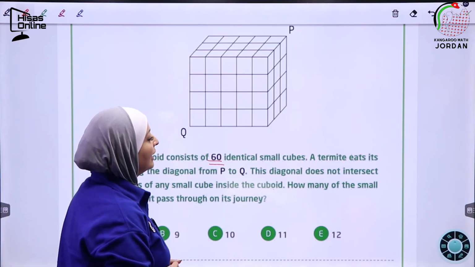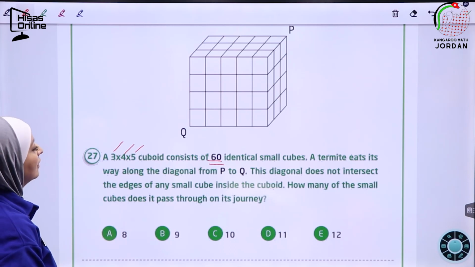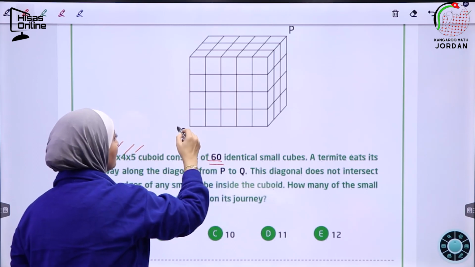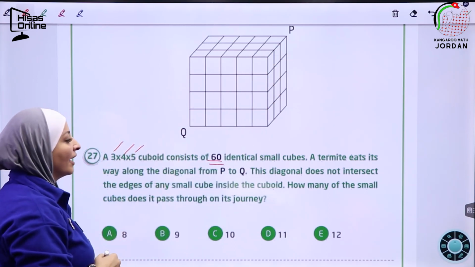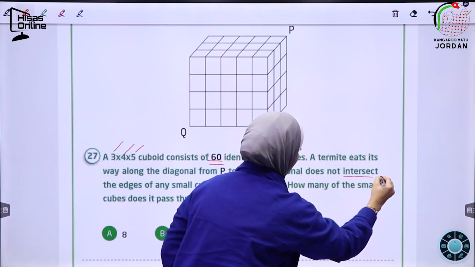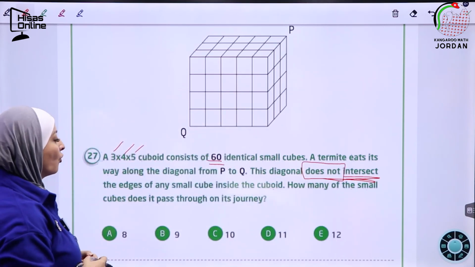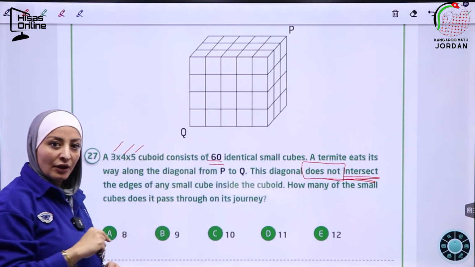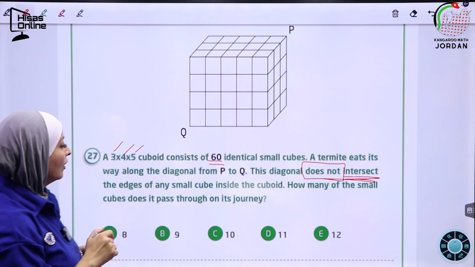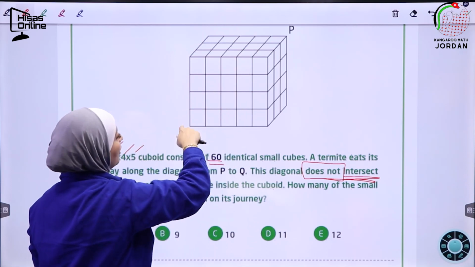A termite, which is a kind of worm, eats its way along the diagonal from P to Q. So it starts from Q to reach P or vice versa, no matter. This diagonal doesn't intersect the edges of any small cube. So it doesn't go this way. And how many of the small cubes does it pass through on its journey?